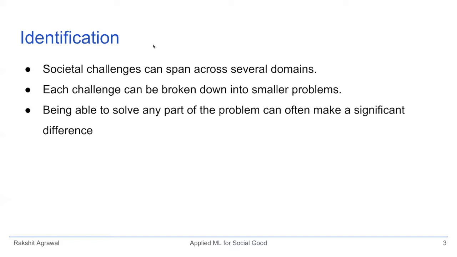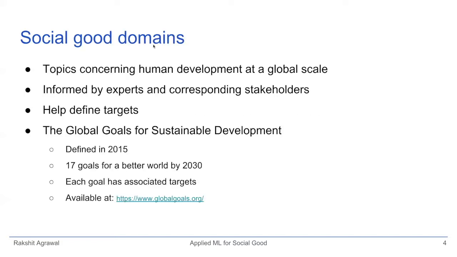And then each challenge that we figure out can be broken down into several small problems. That is what you work towards. You can try to solve it, and then the impact that it can cause can often be significant, right? So focusing on the domains of social good, when we will talk about building the solutions, right? We need a very clear definition of what are the domains in which we are acting.